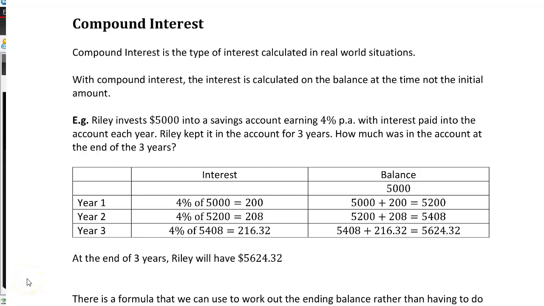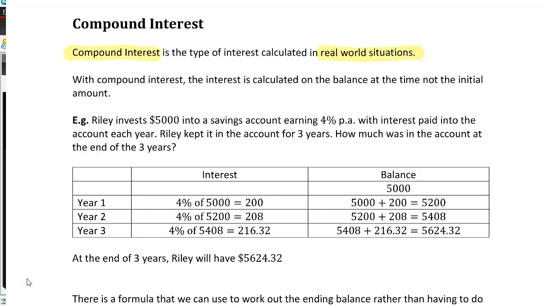Let's talk about compound interest. Now, compound interest is really the interest that happens in the real world. So when you have a bank account or a loan, compound interest is the type of interest that gets calculated. So how's it different from simple interest?